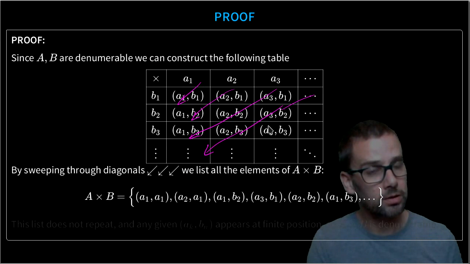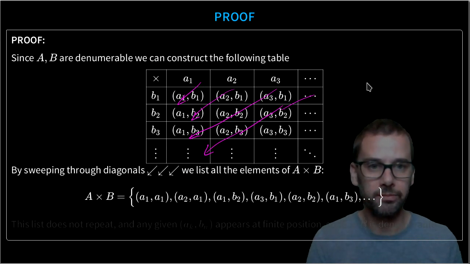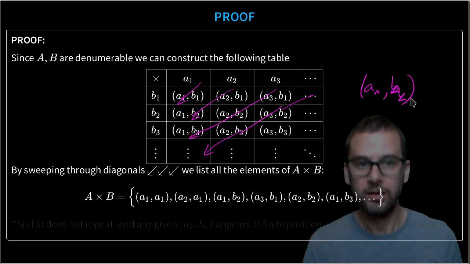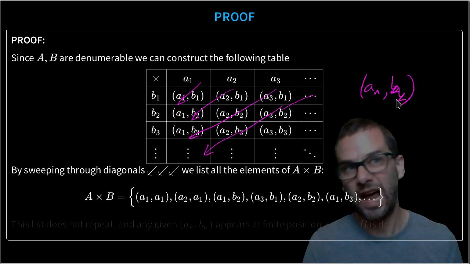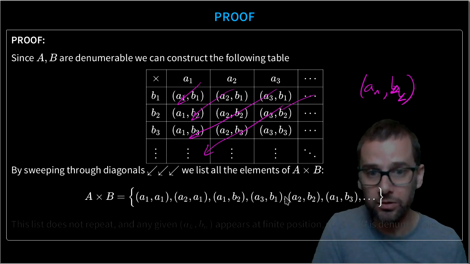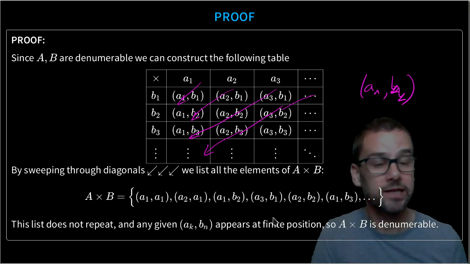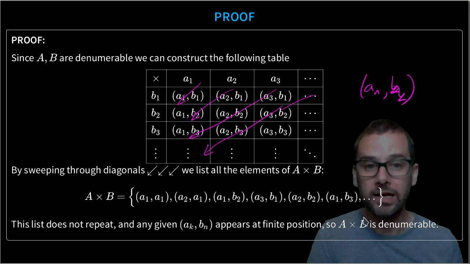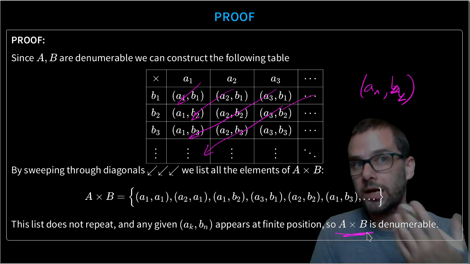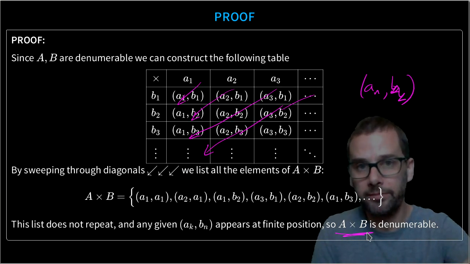And this list will not repeat. And any given ordered pair, so for example (a_n, b_k), will appear on, say, the n plus k minus 1th diagonal, and so appear in some finite time. And so this means that that list is nice, in the sense that we described earlier, making this Cartesian product also denumerable. Okay, so the Cartesian product isn't enough for us to escape.